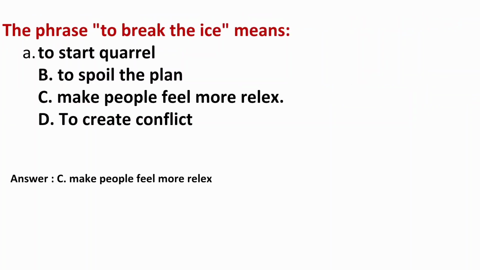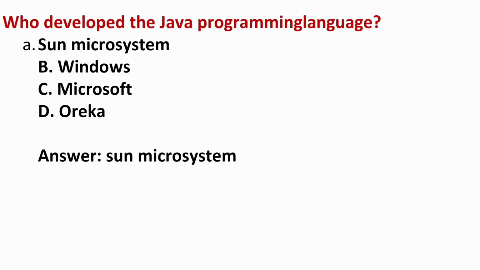The phrase "to break the ice" means A. To start a quarrel. B. To spoil the plan. C. To make people feel more relaxed. D. To create conflict. Answer: C. To make people feel more relaxed. Who developed the Java programming language? A. Sun Microsystems. B. Windows. C. Microsoft. D. Oracle. Answer: Sun Microsystems.